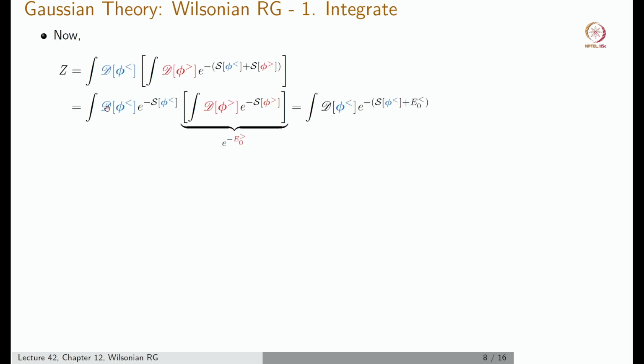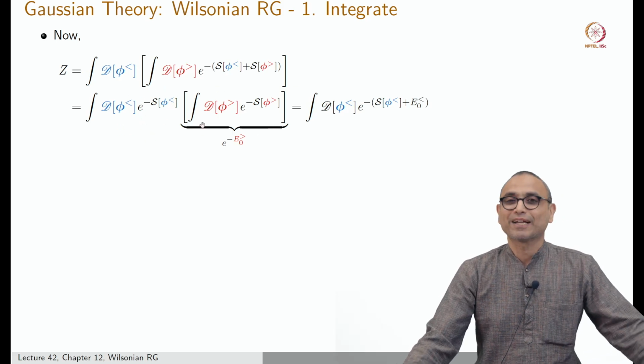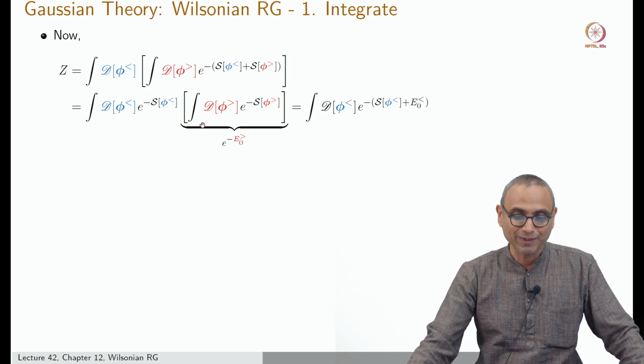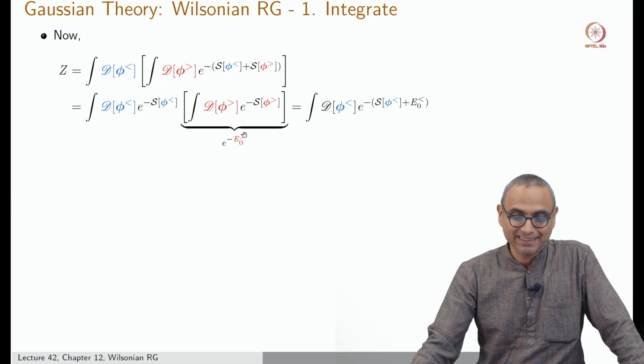So I have made this observation. Now I am going to do the integration over the greater than modes. Because it is e to the minus S of phi less than, this piece does not depend on the phi greater than mode, so you can pull it out, and that is what is done here. When you integrate this, you will get some number, and it might even be infinity, but do not worry about that now. So we will just write it as e to the minus some number.